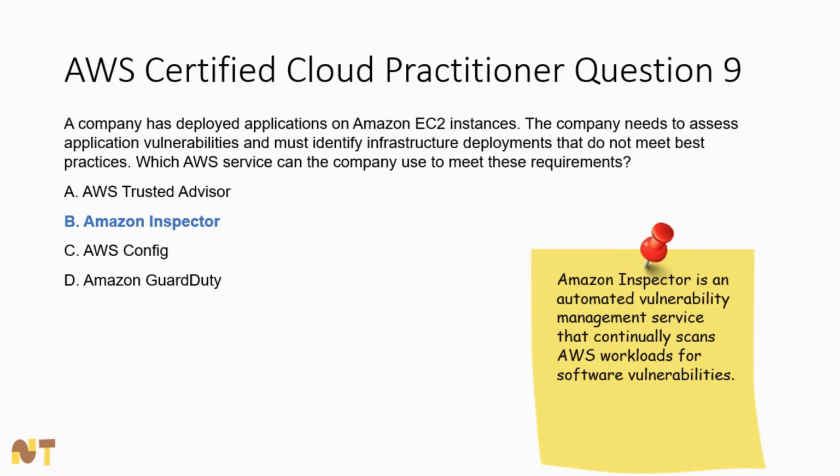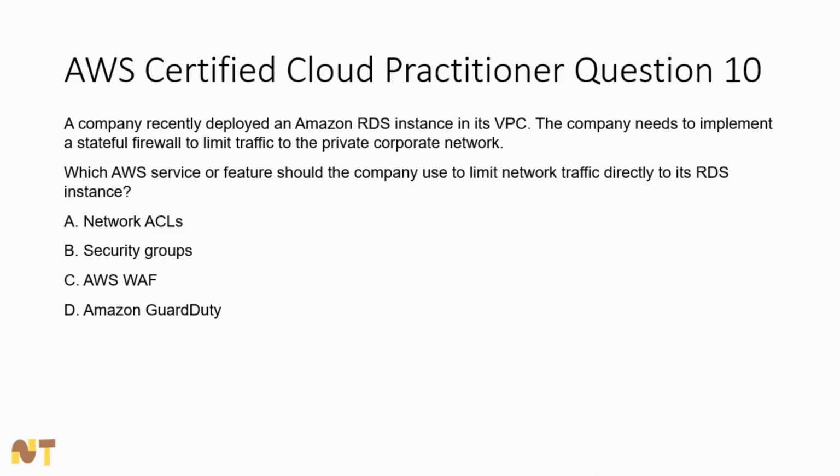A company recently deployed an Amazon RDS instance in its VPC. The company needs to implement a stateful firewall to limit traffic to the private corporate network. Which AWS service or feature should the company use to limit traffic directly to its RDS instance? Network ACLs, security groups, AWS WAF, or Amazon GuardDuty.